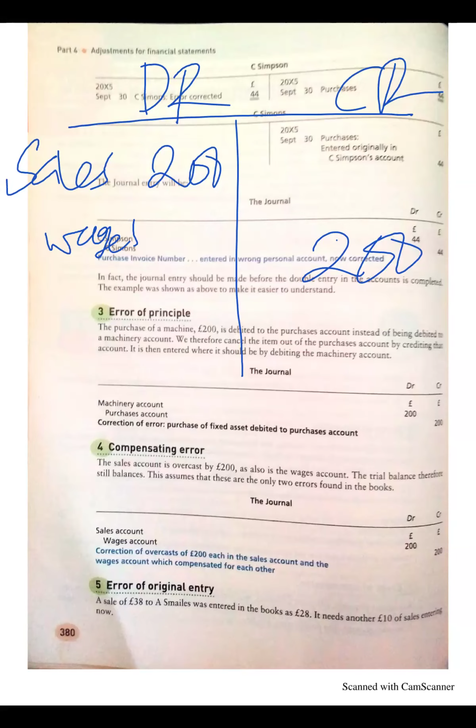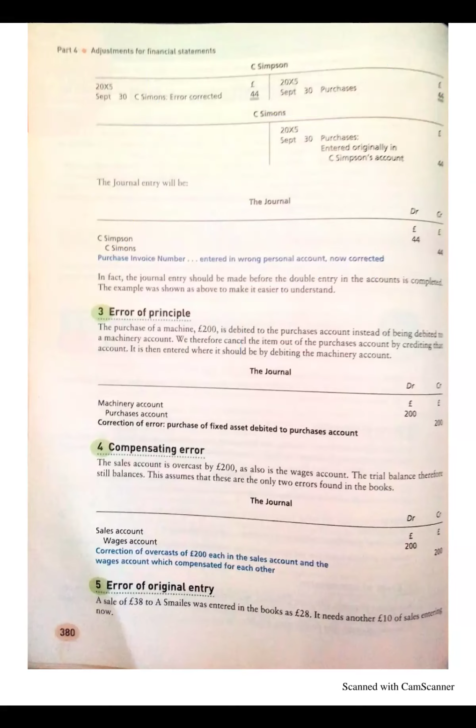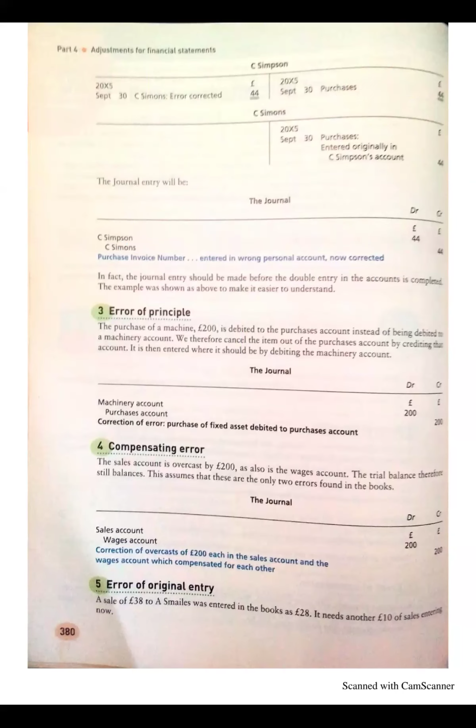Having communicated about the compensating error, let's look at the error of original entry. Remember, with the error of original entry, we say this is an error that occurs from the very beginning as you enter in the books. So here is a question.